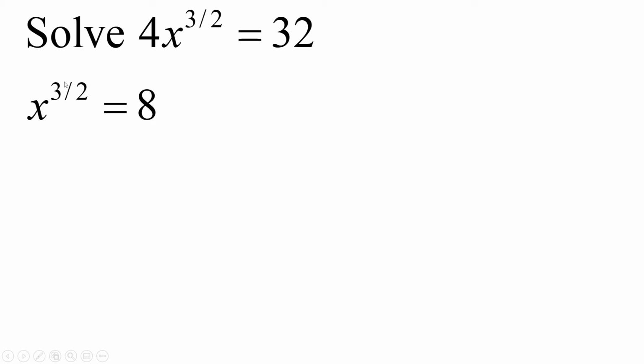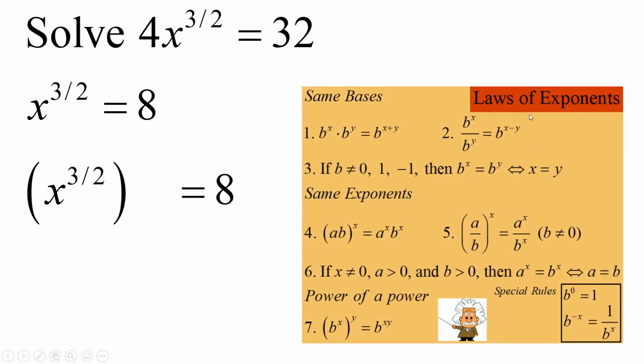And now, how do we undo a rational exponent? We use our power of a power. Our laws of exponents again. All right, number 7: b to the x to the y is b to the xy. So if I want to undo an exponent of 3 over 2, I take the entire expression to the reciprocal of 3 over 2, which should be 2 over 3.